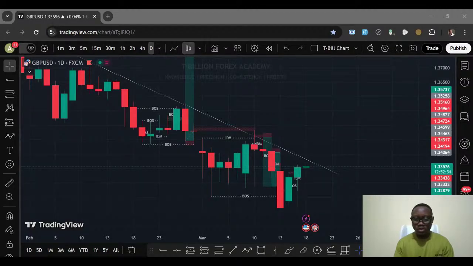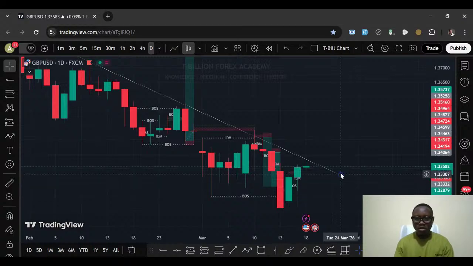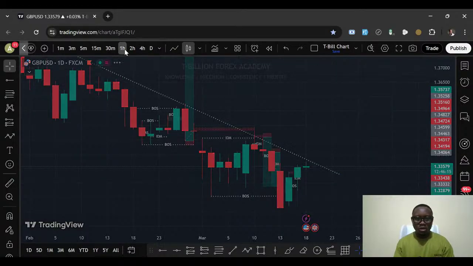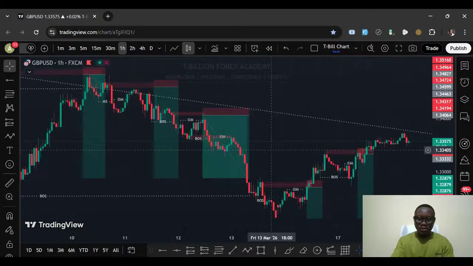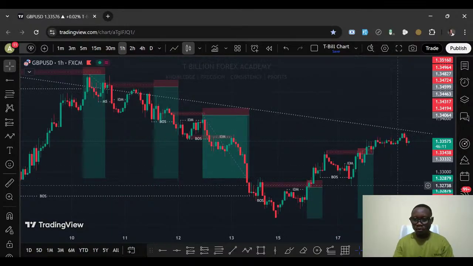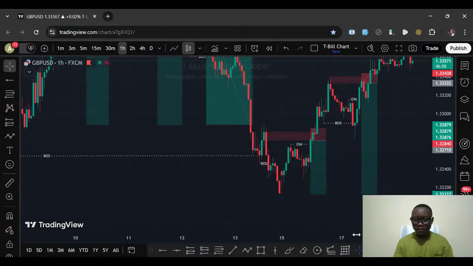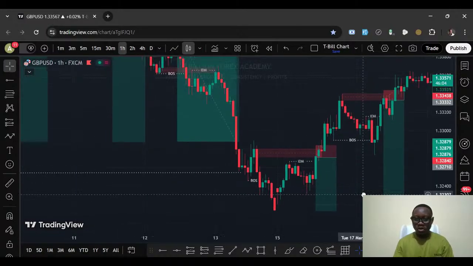Before we delve into today's market analysis, let's look at what the market has been doing since our last session. Let's look at how price reacted at our key order block zones and breaker block zones that we marked out in our previous session. So I'll head straight to the 1H time frame. We marked this in our last analysis, and look at it.